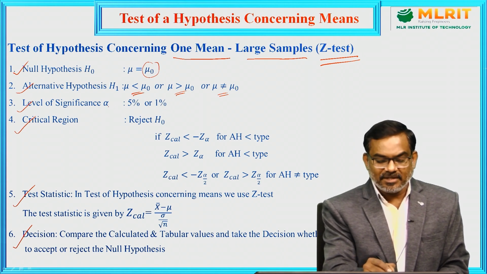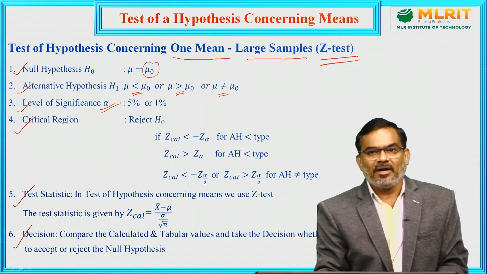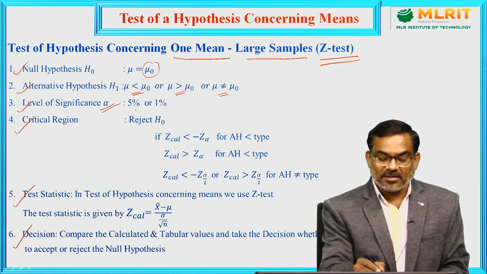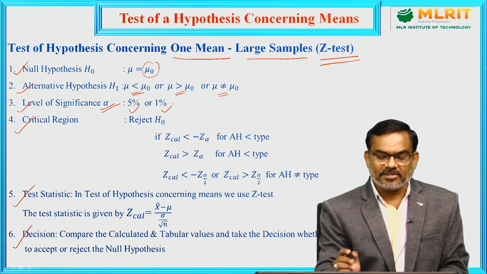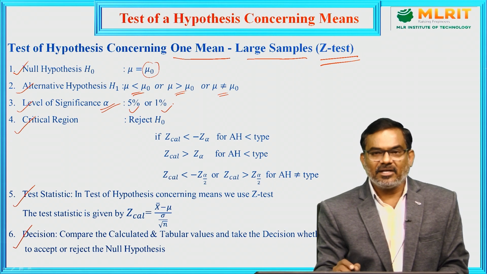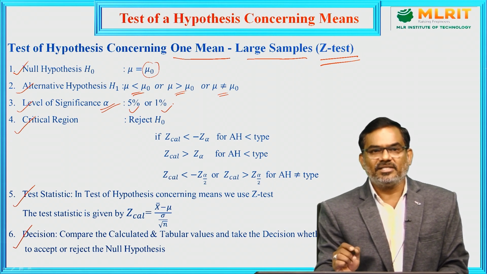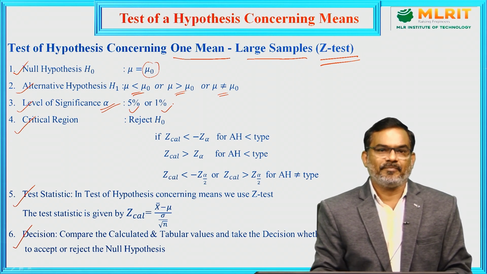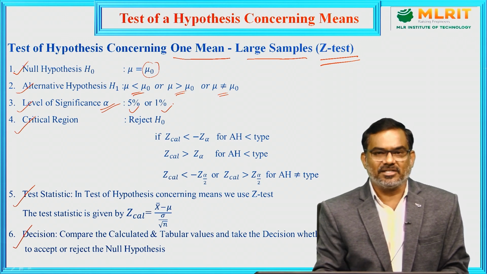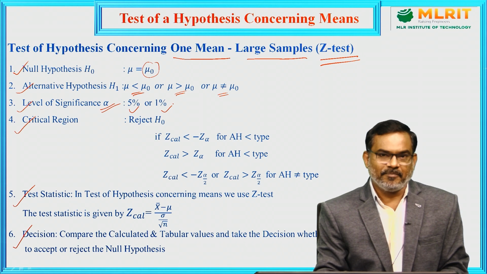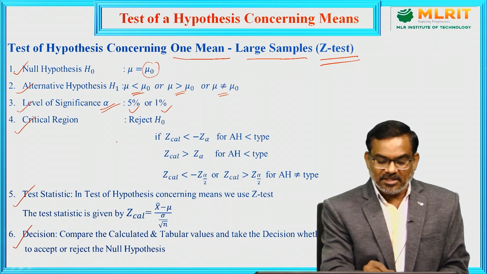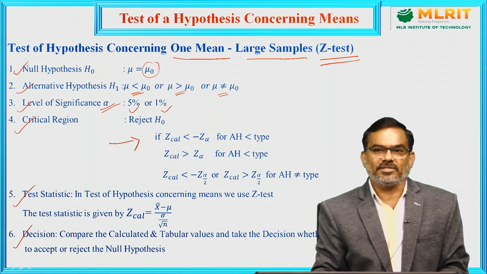Next, level of significance. The level of significance is denoted by alpha, and the most general values that we consider for alpha are 5% or 1% level of significance. Then the critical region. The critical region is the region in which we reject the null hypothesis H naught. So, here in the fourth step we write the conditions when we reject the null hypothesis. In one mean large samples, these are the conditions to reject the null hypothesis.